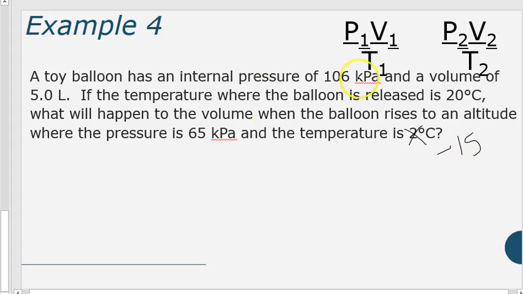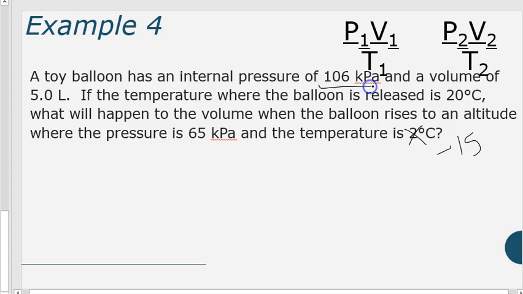Okay. All right, so it says a toy balloon has an internal pressure of 106 kilopascals and a volume of 5 liters. If the temperature where the balloon is released is 20 degrees Celsius, what will happen to the volume when the balloon rises to an altitude where the pressure is 65 kilopascals and the temperature is negative 15 degrees Celsius? So those numbers should match yours. Okay, so we're going to underline some stuff here.